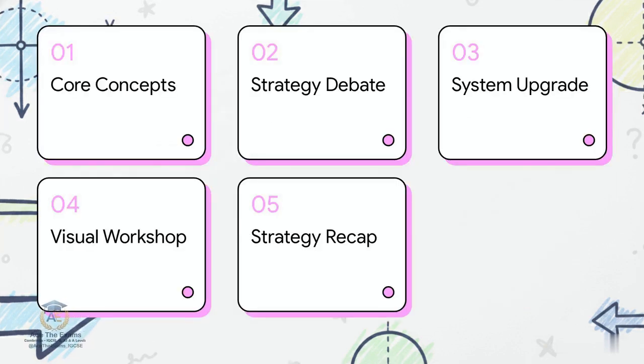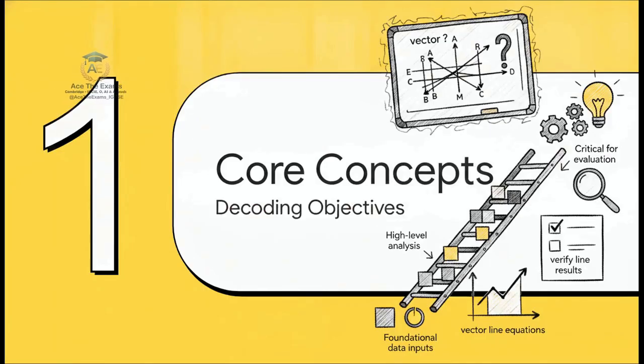So here is our strategic playbook for today. First, deconstructing core concepts. Second, the strategy debate. Third, the structural system upgrade. Fourth, an interactive visual workshop. And finally, the ultimate strategy recap. Let's get to work. Act 1, deconstructing core concepts and decoding those Cambridge assessment objectives.